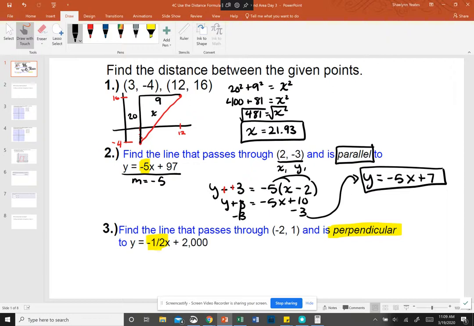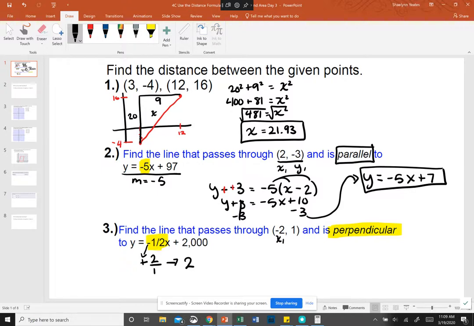So now instead of -1/2, in order to make it perpendicular, I have to flip it over, so that'd be 2 over 1, and I have to change from a negative to a positive. So this is really just the number 2, because positive 2 divided by 1 is just 2. All right, so then we have a slope of 2.